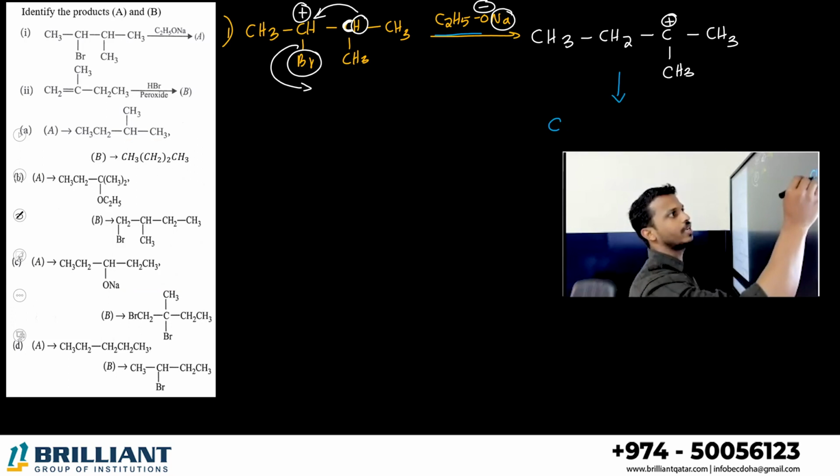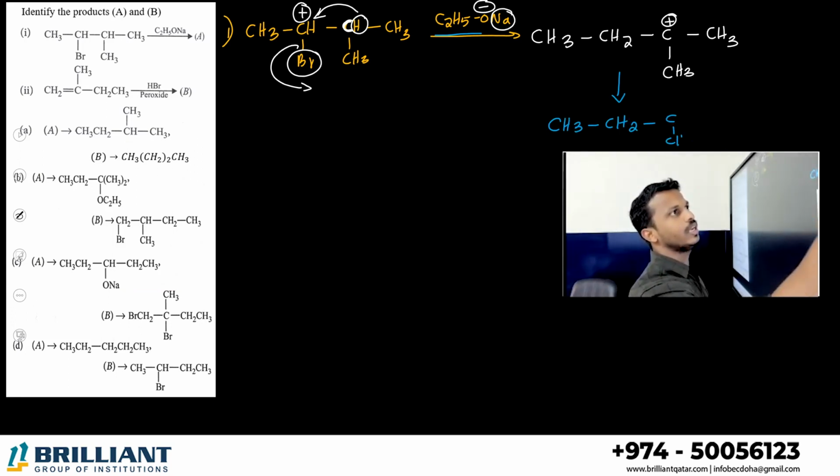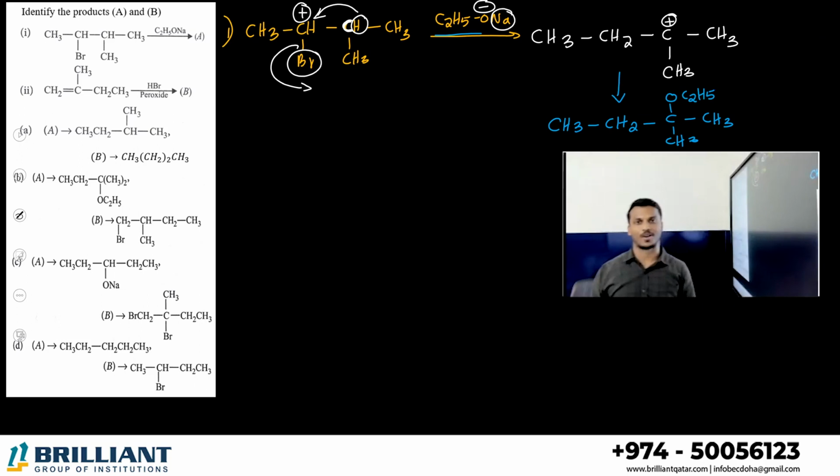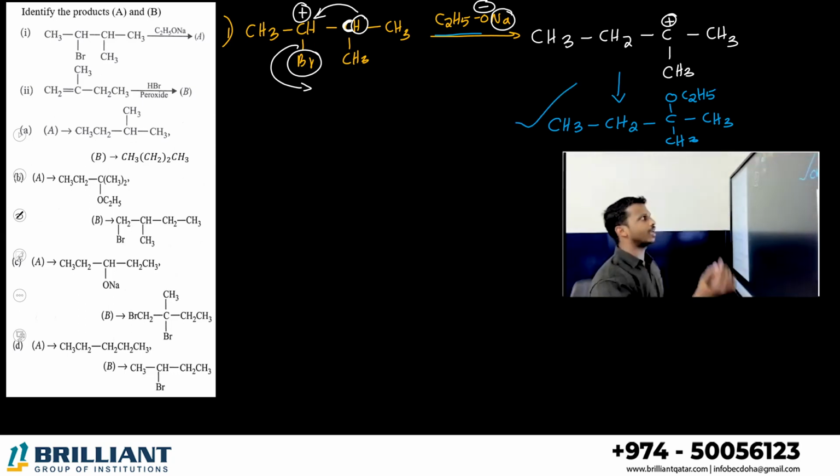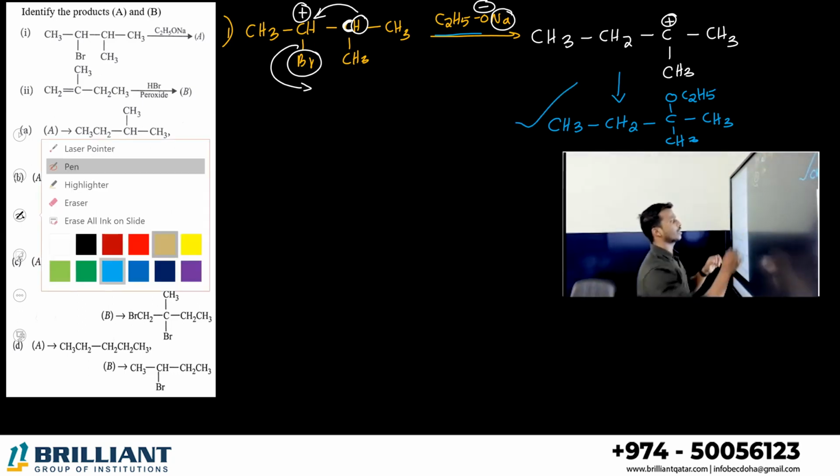So your final product is CH3, CH2, CH3, CH3, in which OC2H5 has come. This is the final product. Okay, so if you are getting a primary or secondary carbocation, just check whether there is a chance to make it tertiary or not. Alright, so this is the major product in the first reaction. Okay, let me finish the second reaction also.